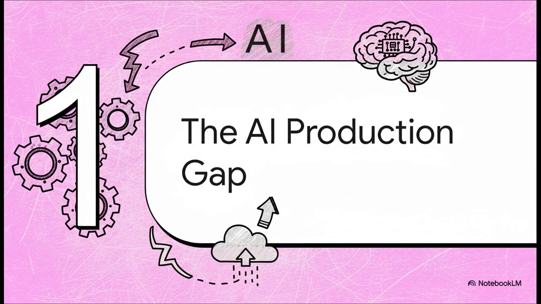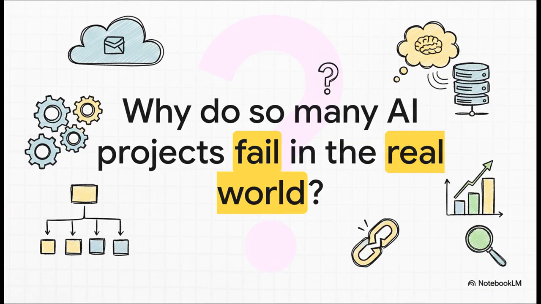All right, so first, let's talk about a huge problem, something that trips up so many companies. It's called the AI production gap. You've probably heard this story before, right? A data scientist builds this incredible AI model. It works perfectly on their machine, in the lab, but the moment you try to plug it into your actual live business, poof, it just falls apart. Why on earth does this happen so often?